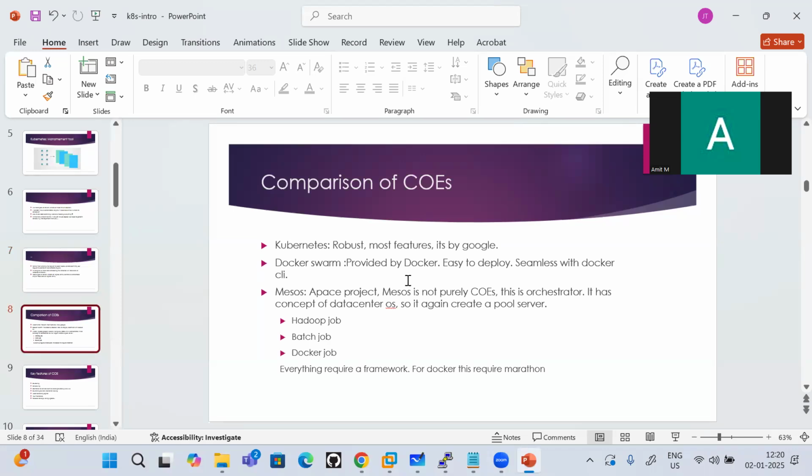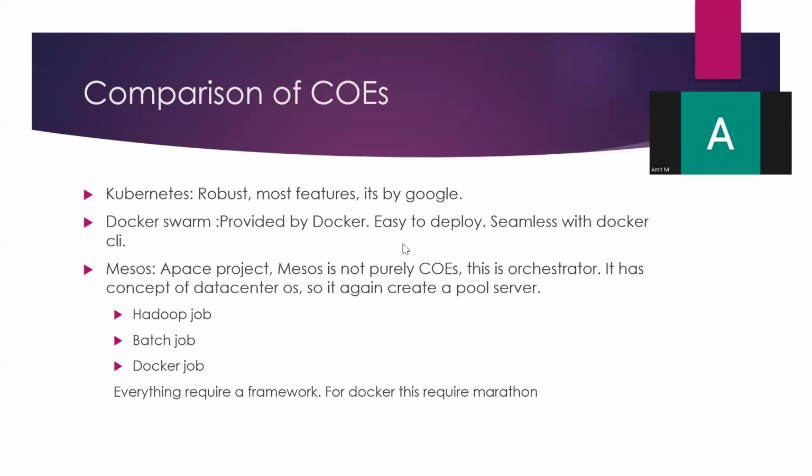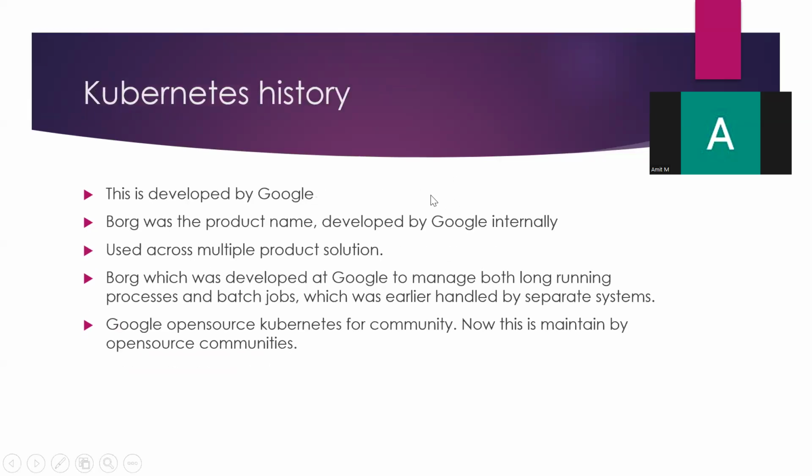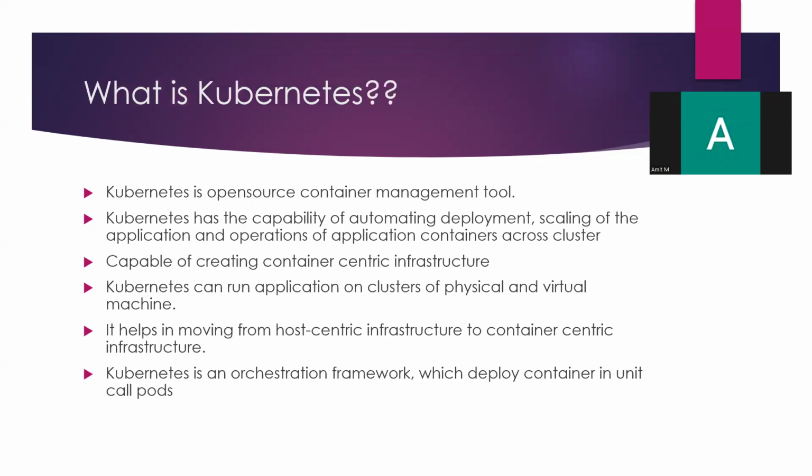Why Kubernetes? Because it is robust and has many features. First of all, the best thing is that it is an API-driven solution, developed by Google. The internal project name was Borg. Now it is open source and maintained by CNCF, the Cloud Native Computing Foundation. So Kubernetes is an open source container management tool.